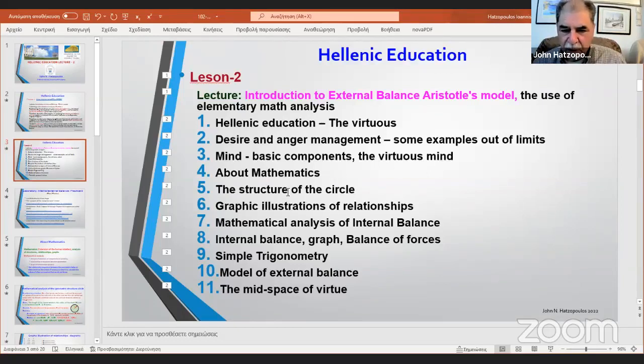About mathematics, we are going to cover the structure of the circle and working with graphics, illustrations and relationships. Also, we are going to use some mathematics for the internal balance and give some graphs. And because there are some vector equations involved there, we're going to say a few things about trigonometry. And at the end, we talk a little bit more about the external balance and the mind space of virtue.